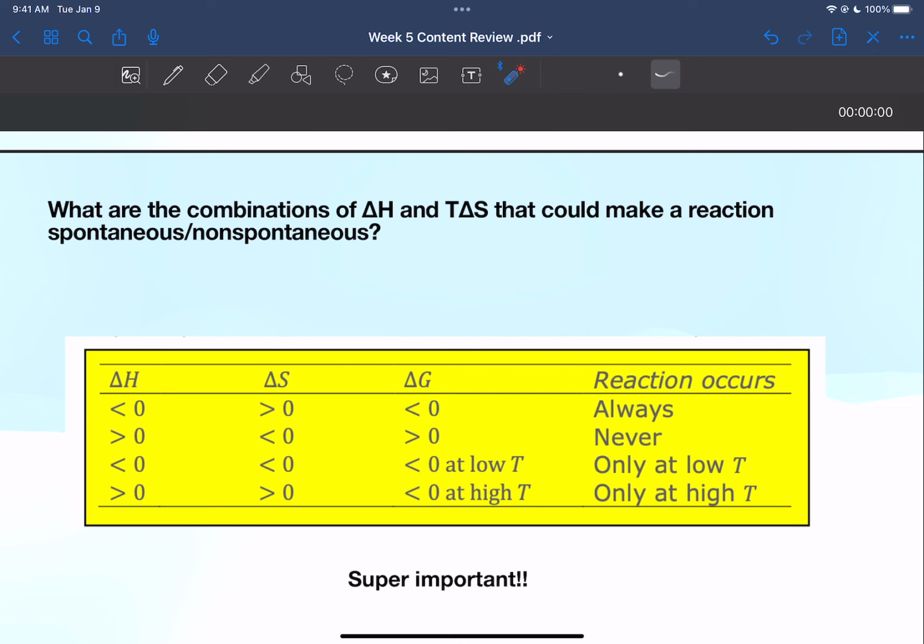It tells you, okay, if delta H is negative and delta S is positive, then that means delta G is always negative. Or for example, if you have a negative delta H and a negative delta S.